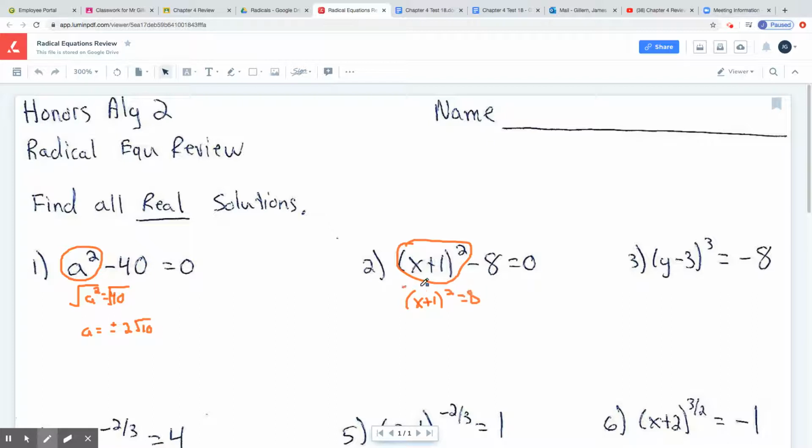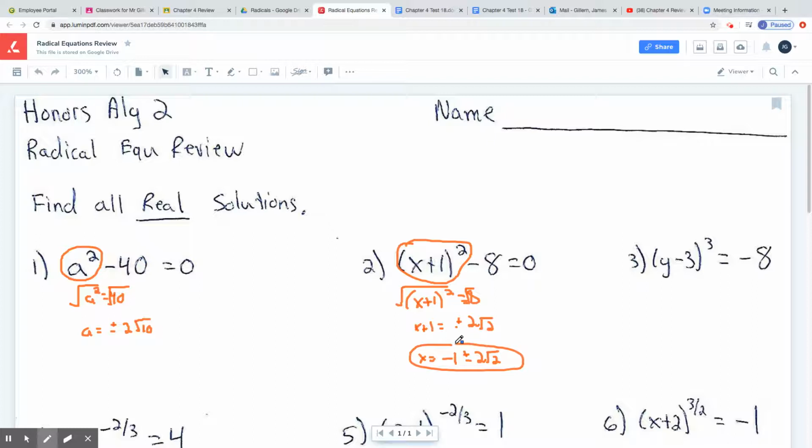I'm going to take the square root of both sides. We get x plus 1 equals, do not forget about the plus or minus, simplify, the square root of 8 is 2 root 2. So I get x equals, bring over the 1, negative 1 plus or minus 2 root 2. There's your answer for number 2.